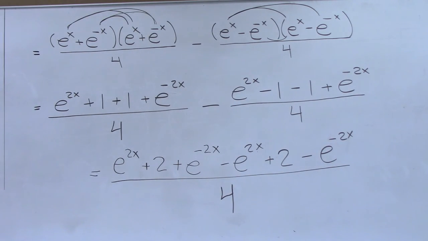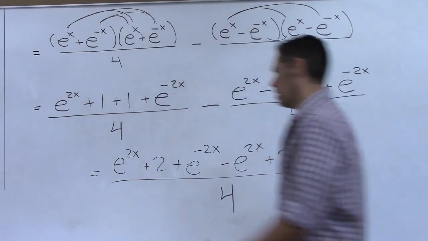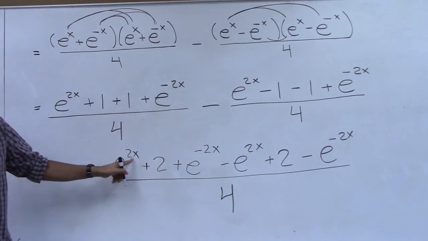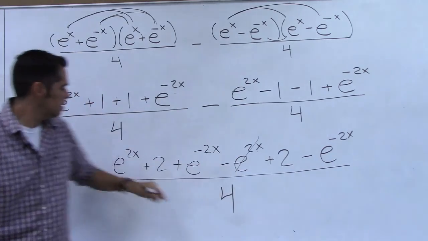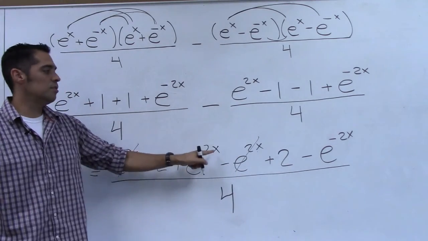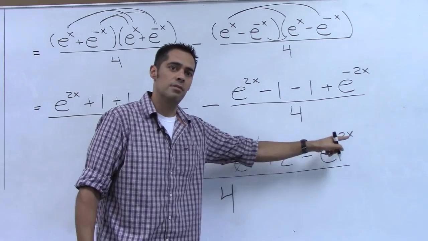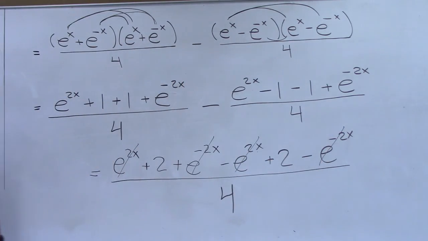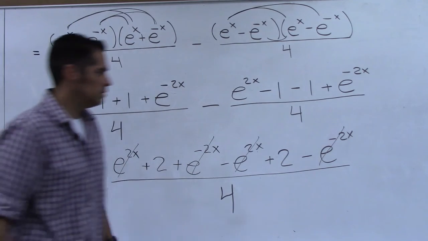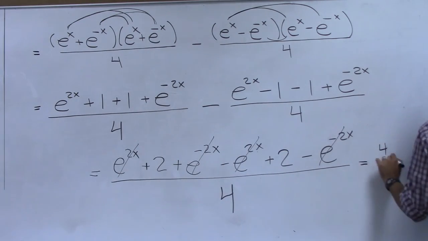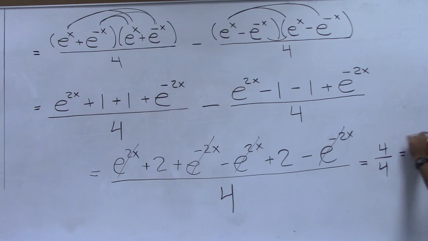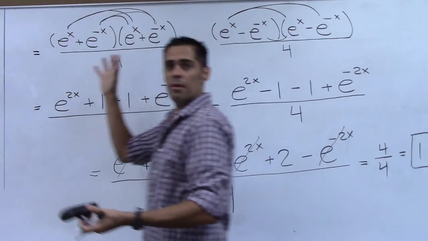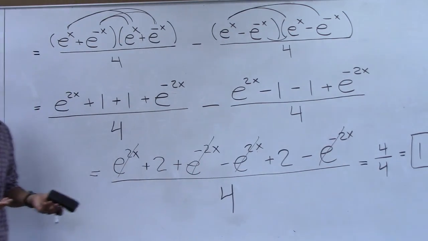And do we get things to go away? Yes. You got e to the 2x, right? Take away e to the 2x. You have e to the negative 2x. Take away e to the negative 2x. 2 plus 2 is 4. 4 over 4 is 1. So we have proven the identity. All right, and this would be kind of equivalent to like the Pythagorean identity, the one I started with, but for the hyperbolic trig functions.